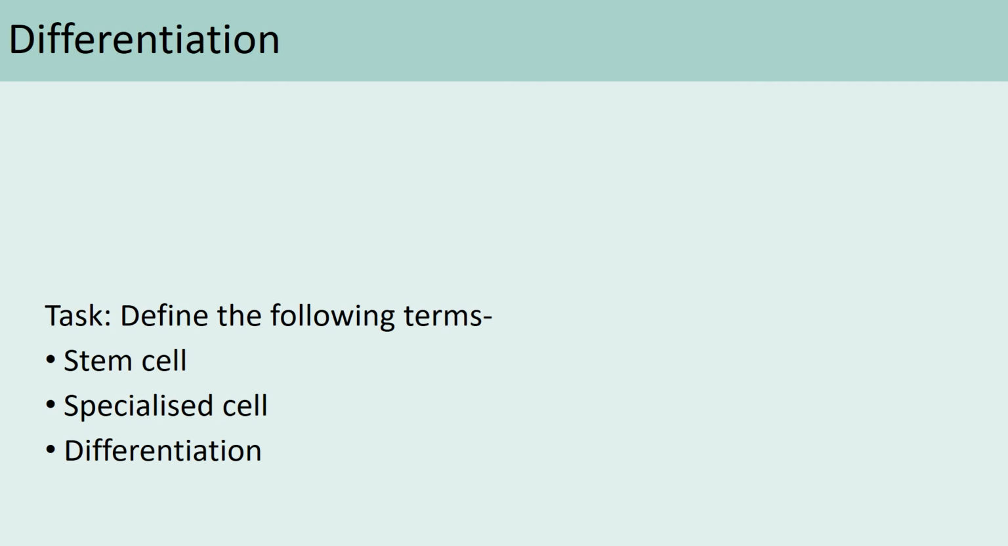Okay, so what you now need to do is define the following terms. What is a stem cell? What is a specialized cell? And what is differentiation? If you're really struggling, then rewind a little bit and put down any additional bits that you didn't know. We will go over some definitions afterwards. So pause the video, define those 3 things.